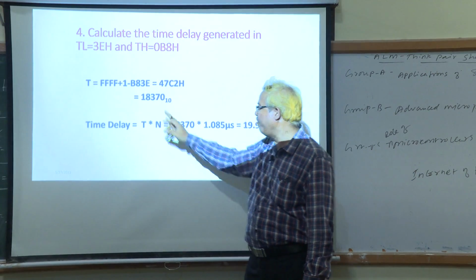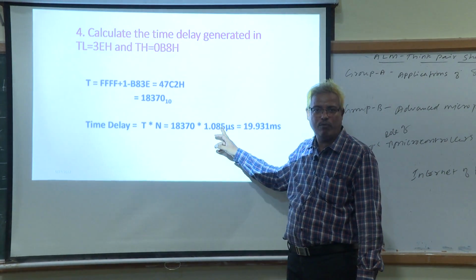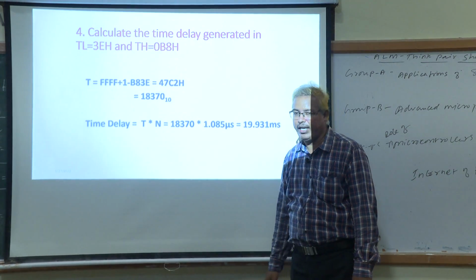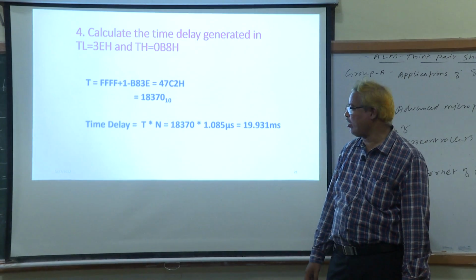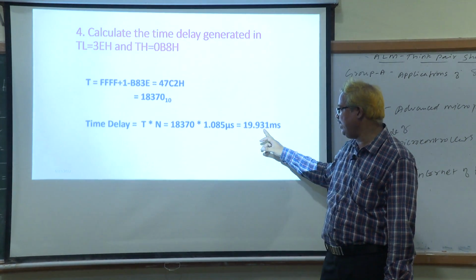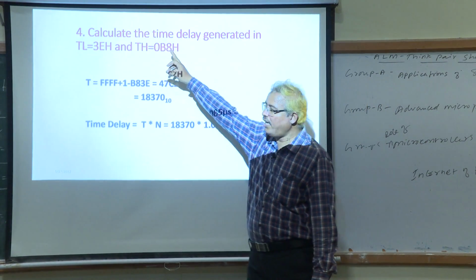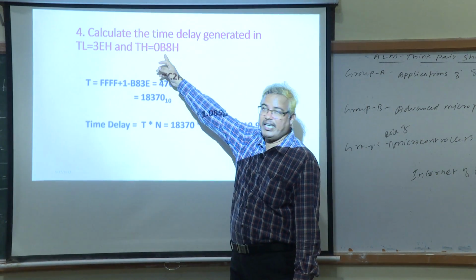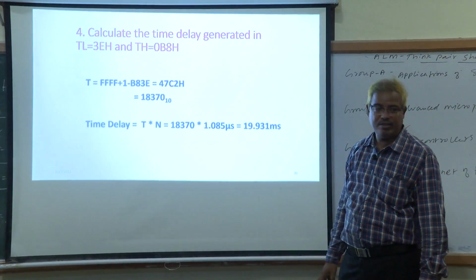47C2H hexadecimal value. If you convert it into a decimal value and multiply it with the step delay. One step delay is 1.085 microsecond. Okay, the one step period is 1.085 microsecond. If you multiply, we will get 19.931 millisecond delay. Okay, for the initial value of this B8 3E, the timer will give this much delay.